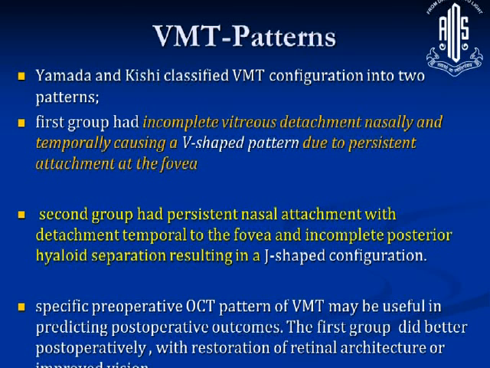The specific preoperative OCT patterns of VMT may be useful in predicting the outcome. For example, the first group, the V pattern group, did better postoperatively, with restoration of retinal architecture and improved vision, when compared to the second group, the J-shaped pattern of VMT. So it does help in assessing the prognosis and the outcome.